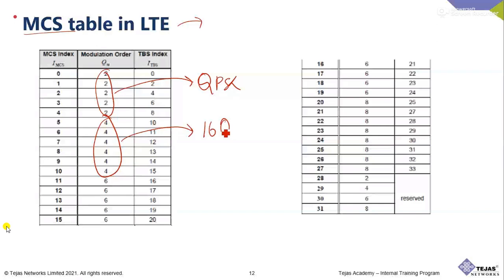Basically, these are not used in our implementation as of now. 8 bits are also there. 8 bits means how much will this be? 256 QAM. Okay. So LTE Advanced has 256 QAM, but as of now we are going with only QPSK, 16 QAM and 64 QAM.